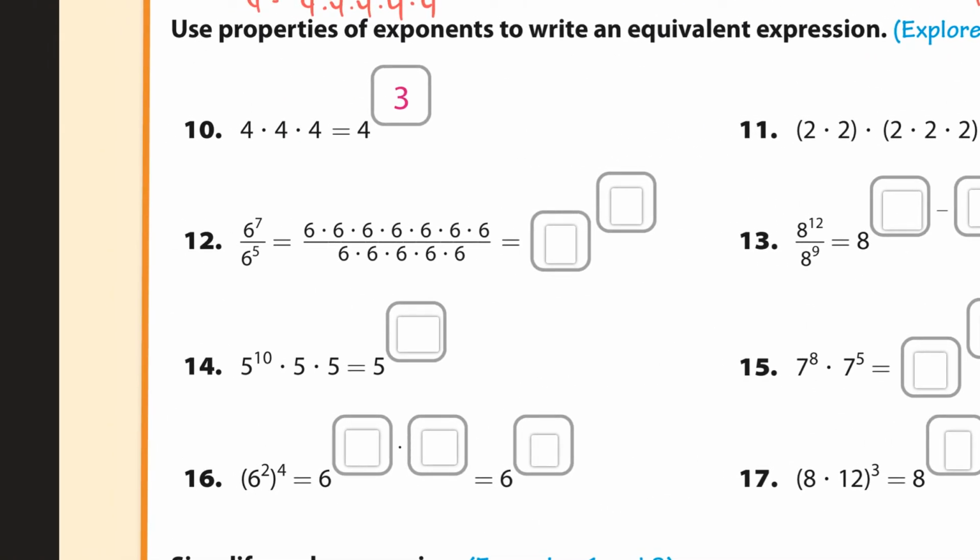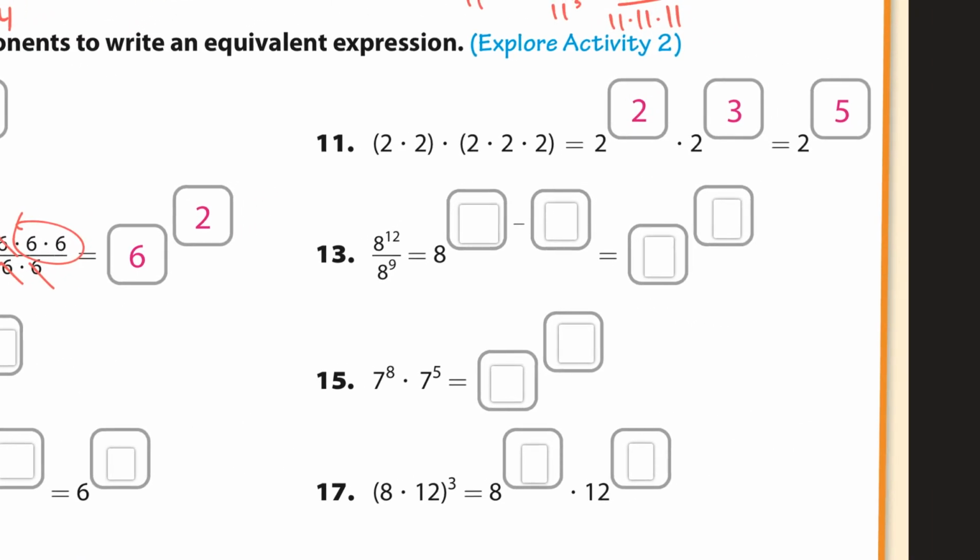This one, 6 to the seventh. Now, 6 to the seventh, you have 1, 2, 3, 4, 5, 6, 7. And 6 to the fifth is 1, 2, 3, 4, 5. And what you can do with this is you can cancel. These get canceled, those get canceled. And your base, the 6, is called the base. Base is 6. And you have 2 of them, so it's to the second power.